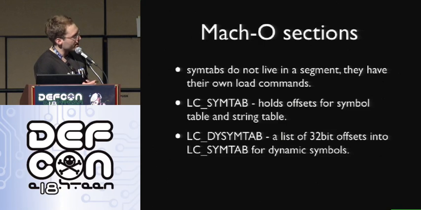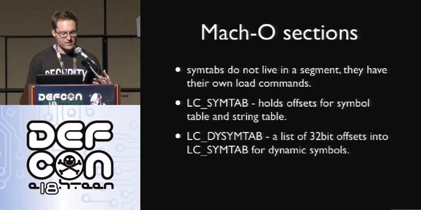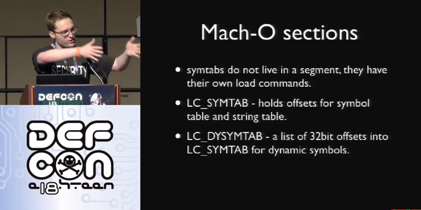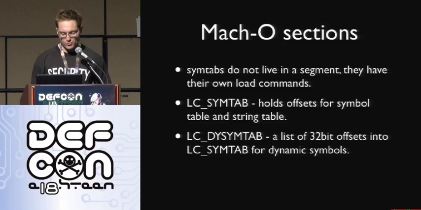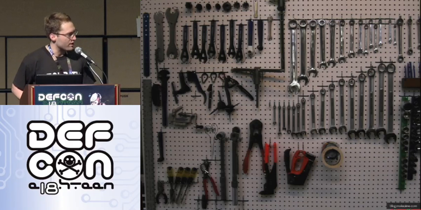So the DYSYMTAB in Mach-O, which describes how dynamic functions work, that's actually just a list of offsets into the symtab. So on ELF, you have two separate tables. On Mach-O, you have one table, and then you have a set of indexes into that table for things that are exported. All right, so let's look at a couple tools, some useful tools for dissecting objects before we actually start writing code.